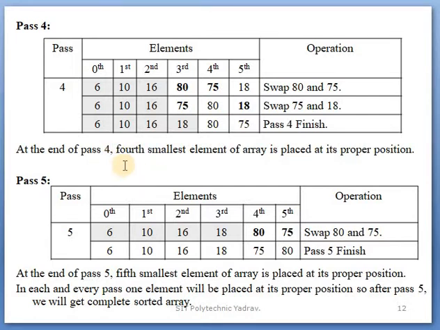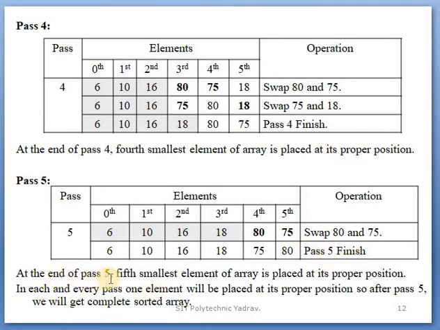Selection sort. Now pass 5. Which numbers are taken? 6, 10, 16, 18. After that, 80 and 75. The fourth index will be selected, which is 80. It is compared with 75. 80 is greater than 75, so swap those numbers, meaning 75, 80. Pass 5 finished.